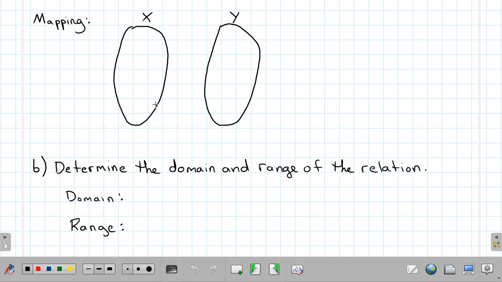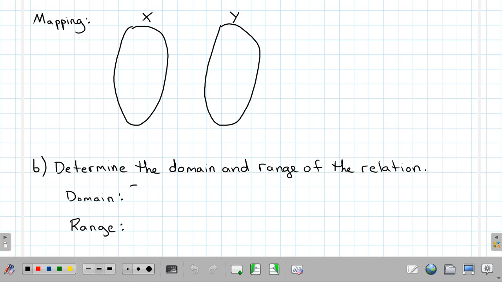And then lastly, the mapping, okay? That's why I put the mapping over here with part B, because if you look at part B of the question, it says determine the domain and range of the relation. Well, you need to actually determine the domain and range before you do the mapping, okay? Because the mapping relies on you knowing what the domain and range are.